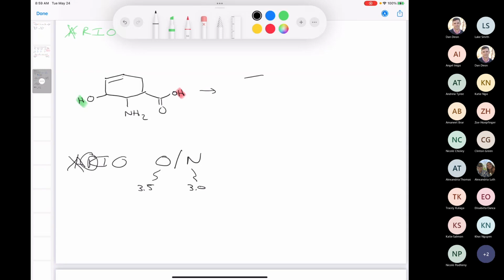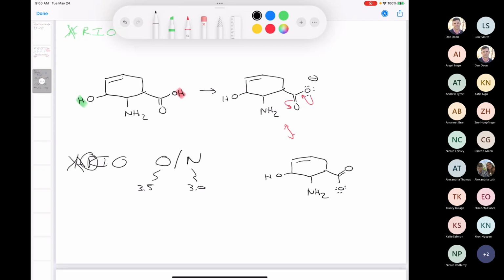So we end up drawing this compound. There we go. And we can draw the resonance structure after you've lost H plus, where you end up with the resonance structure that looks like this. So we have our hydroxyl here, and something that looks like that. There you go. Those are the two resonance structures. And so we would use ARIO, or resonance, to solve this.